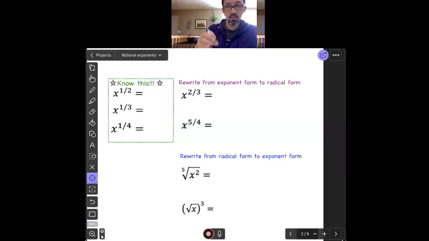This is almost like when I said you need to know that the square root of -1 is equal to i. That's just straight up definition. If you don't know that, then it's really hard to do stuff with i. So you guys need to know these. Just straight up vocabulary. What's x to the 1/2 mean? Boom, spit it out. What's x to the 1/3 mean? Boom, spit it out.